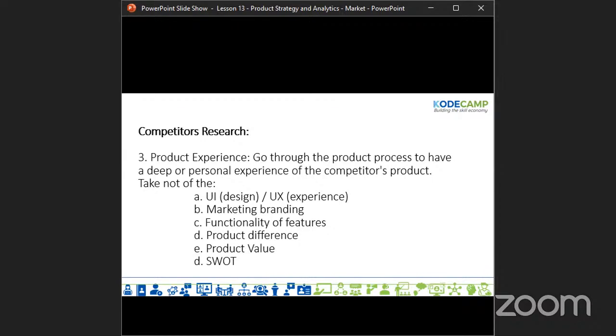So, like I said, go through the product process to have a deep, personal experience of the competitor's products. Sorry, take notes, not of the UI and the UX. So UI design, it could be the packaging. So I'm talking about number 2, which is marketing branding.